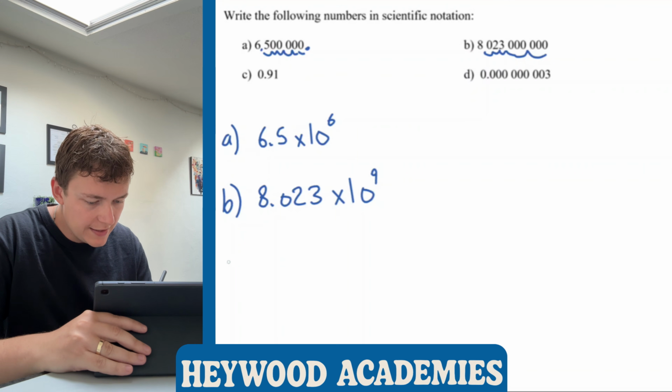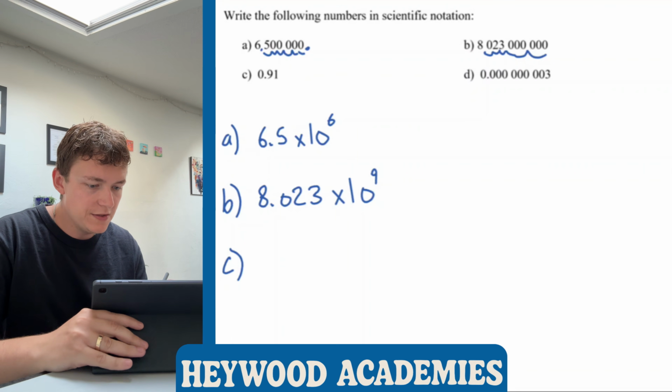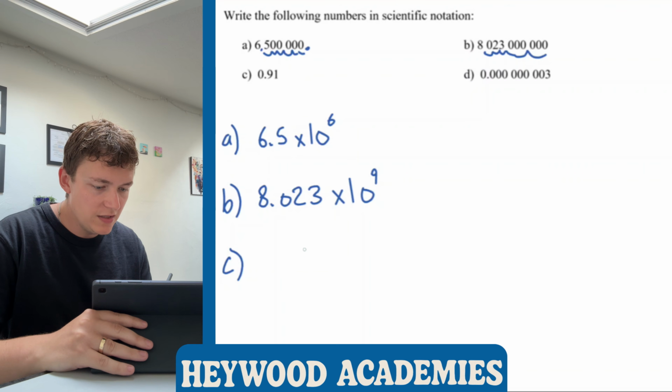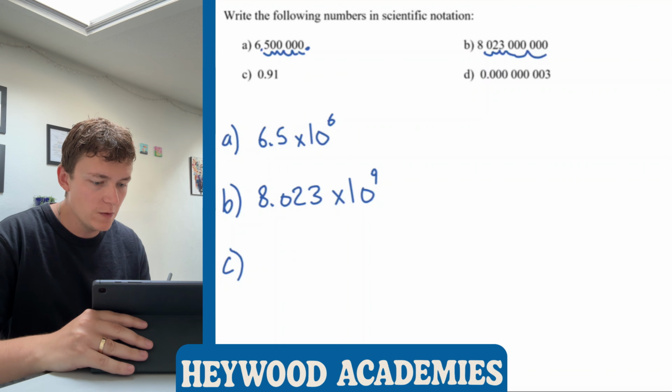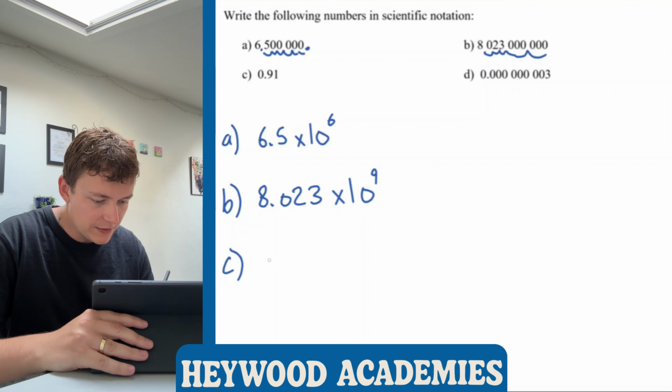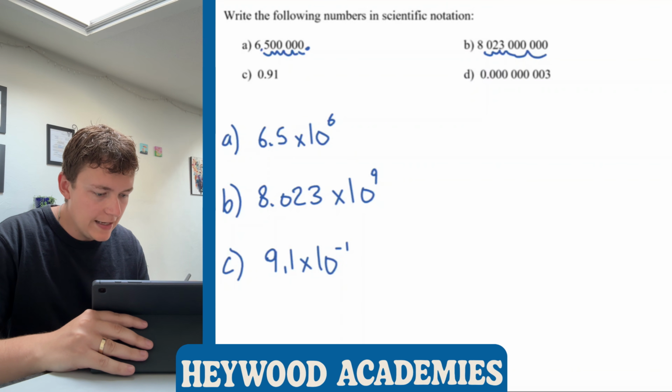Okay, then we can move on to the next ones here. So for C, we've got 0.91. So we just need to move that decimal place 1 over. But this time we're moving the decimal to the right instead of going to the left. So what that's going to look like is 9.1 times 10 to the power of -1.